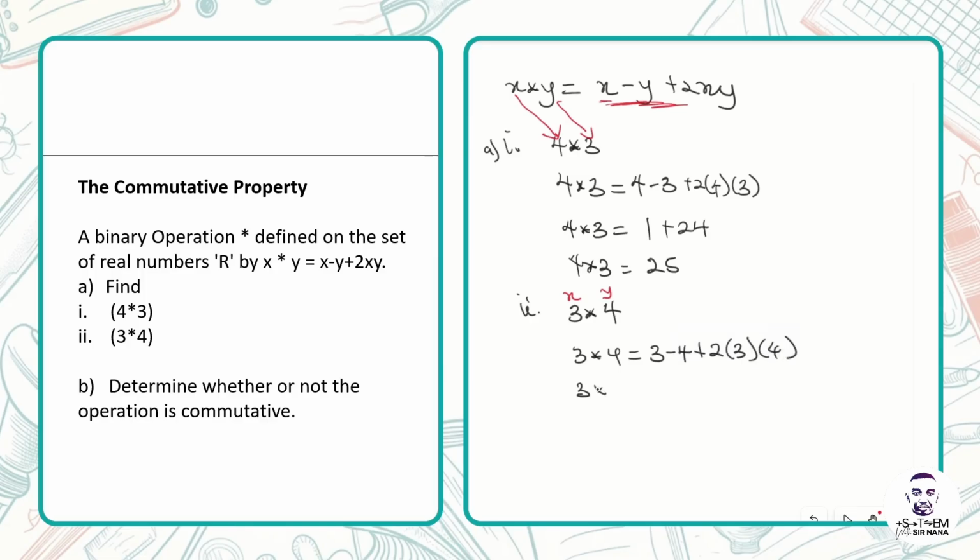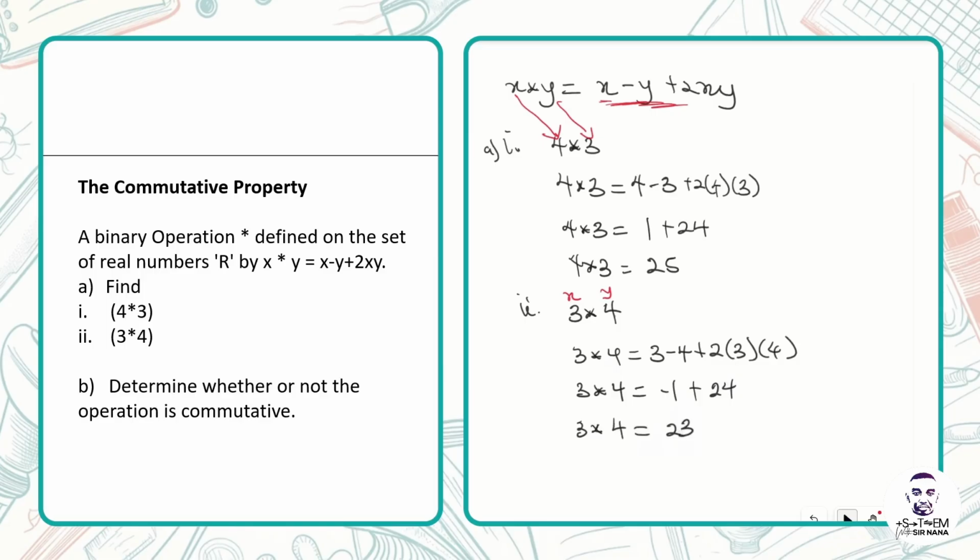So we have 3 operation 4 equal to 3 minus 4 gives us negative 1, right? Then plus 2 multiplied by 3 gives us 6. 6 times 4 gives us 24. So it means that 3 operation 4 will give us 23.